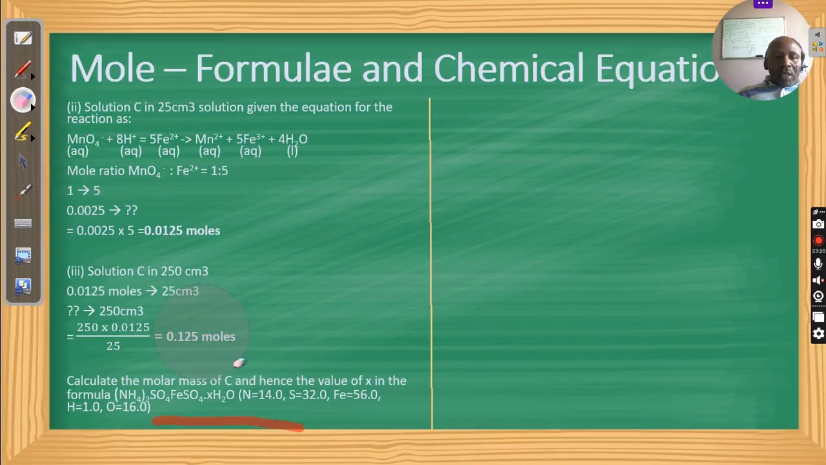So the next question is calculate the molar mass of C, and hence the value of X in the formula. So what do we need to do?